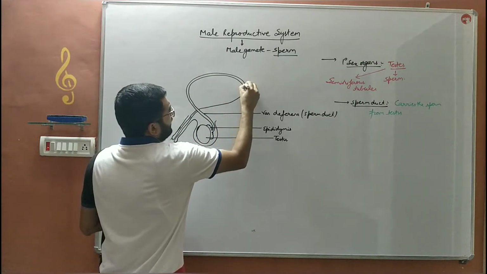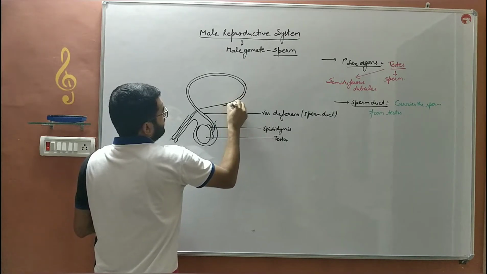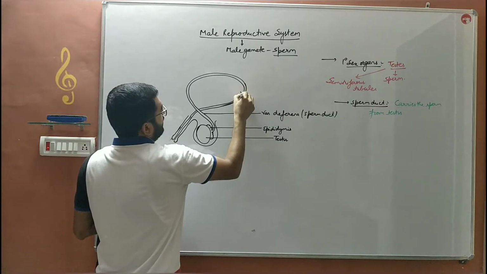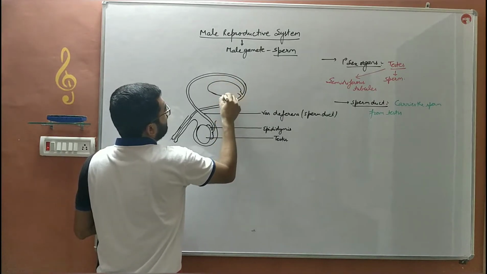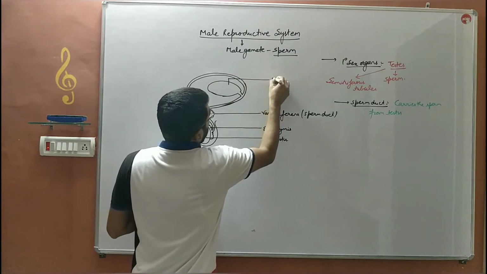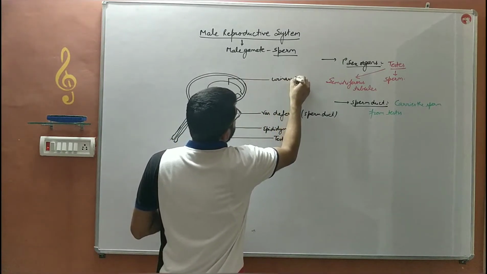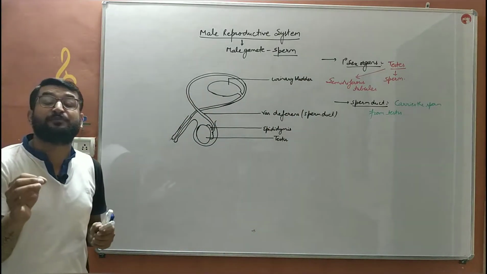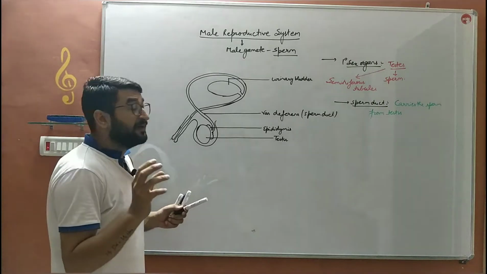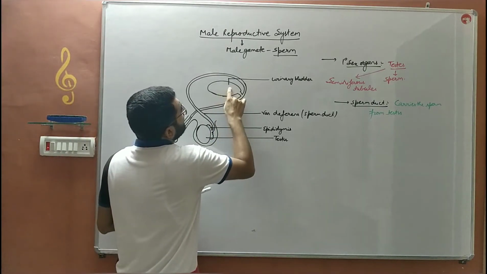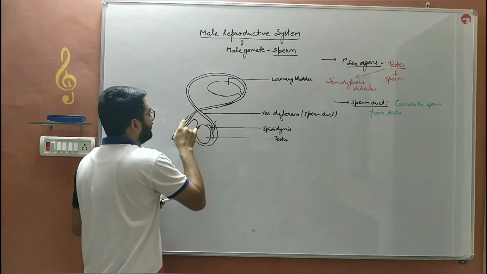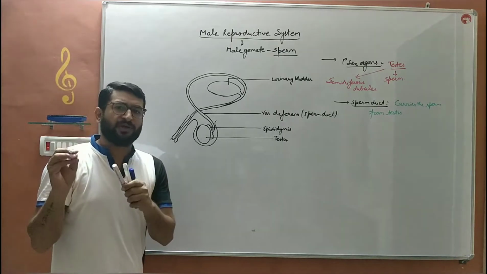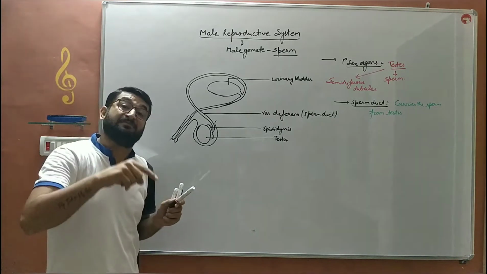Then there is a urinary bladder connected to this. The urinary bladder is not a part of the reproductive system, but we are covering it because urine is secreted by that urinary bladder through the same duct from which sperm comes out. But sperm, in the form of semen, and urine never come out at the same time.